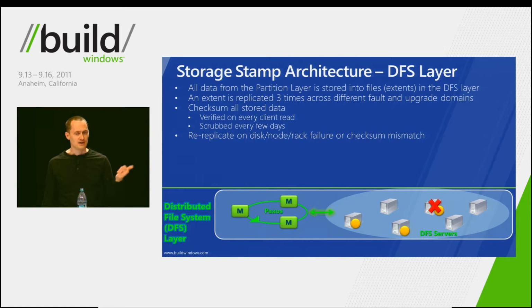And then if there's a failure of a node, disk, rack, or if we get a checksum mismatch, we'll take one of the healthy replicas and re-replicate that to get you back up to a healthy number of replicas for your data.